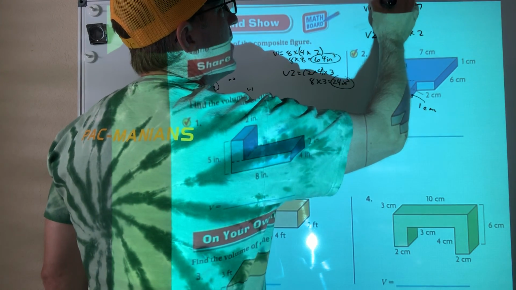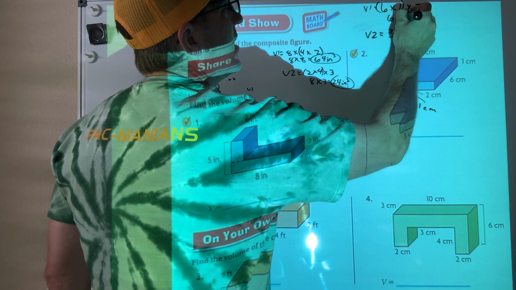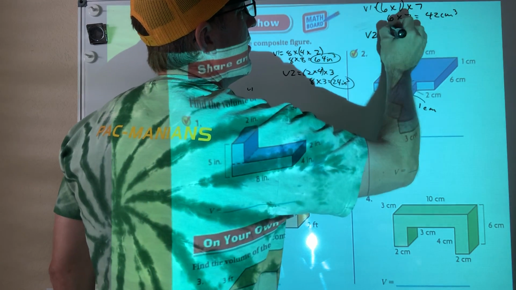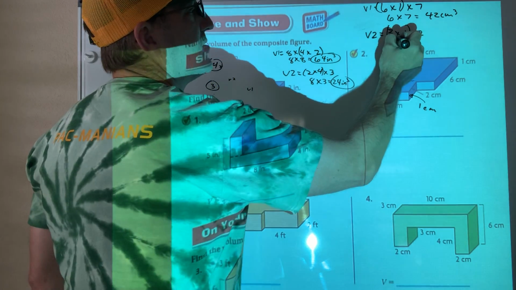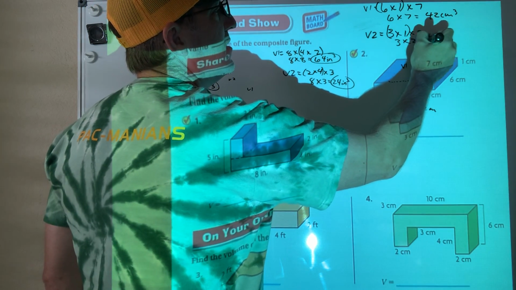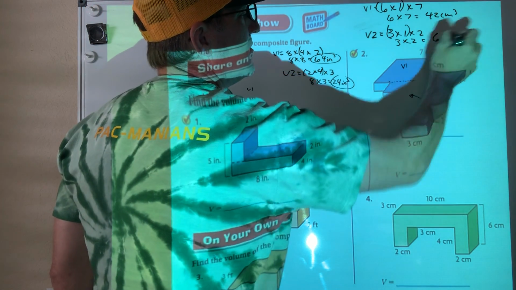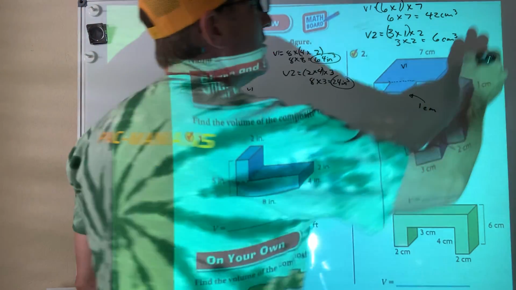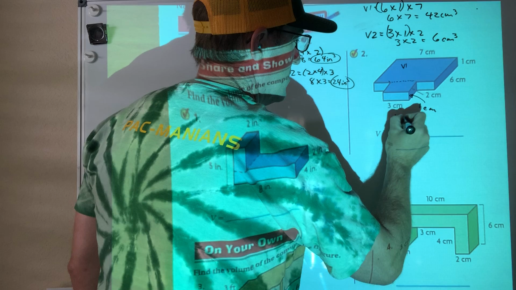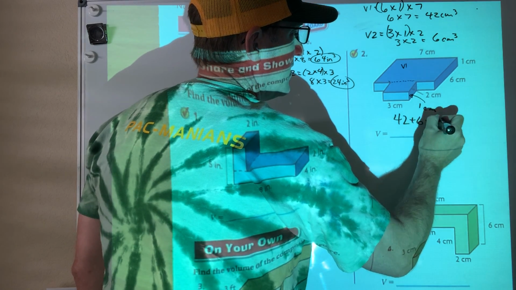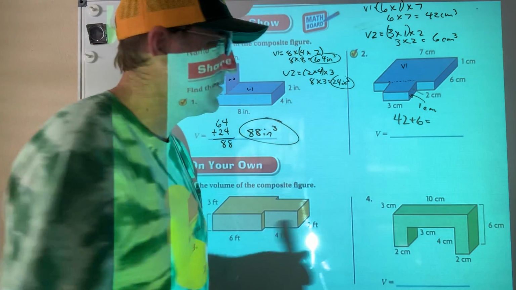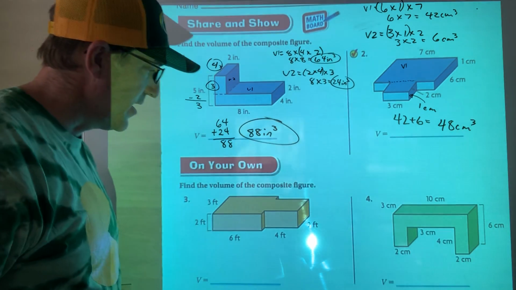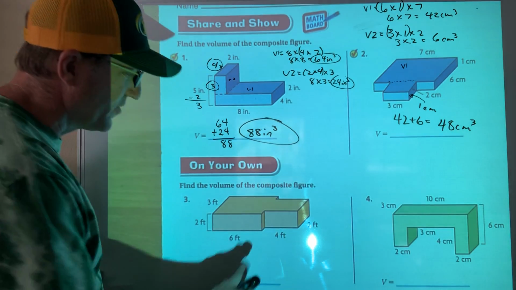All right. 6 times 1, that's 6, and 6 times 7, I get 42 centimeters cubed. Here I've got 3 times 1, which is 3, and 3 times 2 is 6 centimeters cubed. And then I add those together: 42 plus 6 equals 48 centimeters cubed.